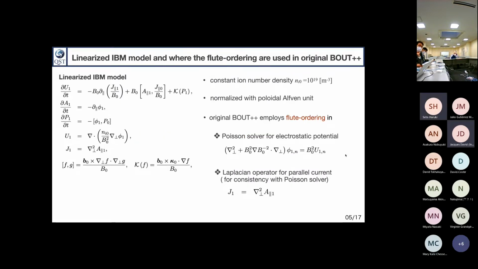For linear benchmark, the following linearized ideal ballooning model, consisting of the vorticity equation, Ohm's law, and the equation of energy, is employed. This simplified model is normalized with the toroidal Alfvén unit, and the original BALT++ employs flux ordering in the Poisson solver for electrostatic potentials and in the Laplacian operator for calculating parallel currents. The latter flux ordering is for consistency with the Poisson solver.